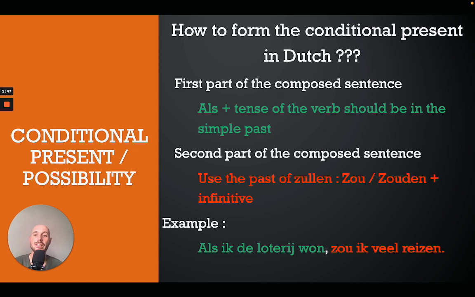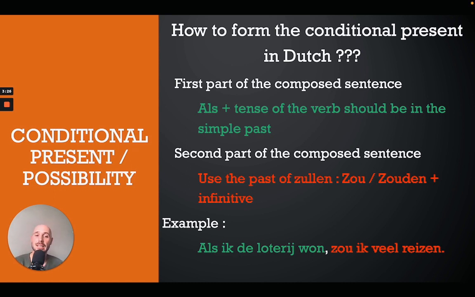So the first one we'll take a look at is the conditional present. And the conditional present is a possibility. So basically you are stating a condition, but that condition is possible, right? So how do we form this form first of all? Well, the first part of the composed sentence, because it will be a composed sentence, it will be if this happens, then that will happen, alright? So it's if plus tense of the verb, and the tense of the verb should be in the simple past. Alright, we'll take a look at an example to clarify this for you.